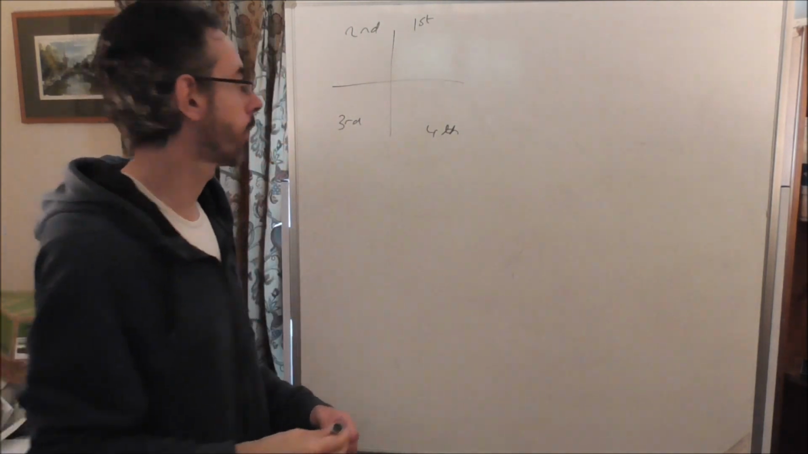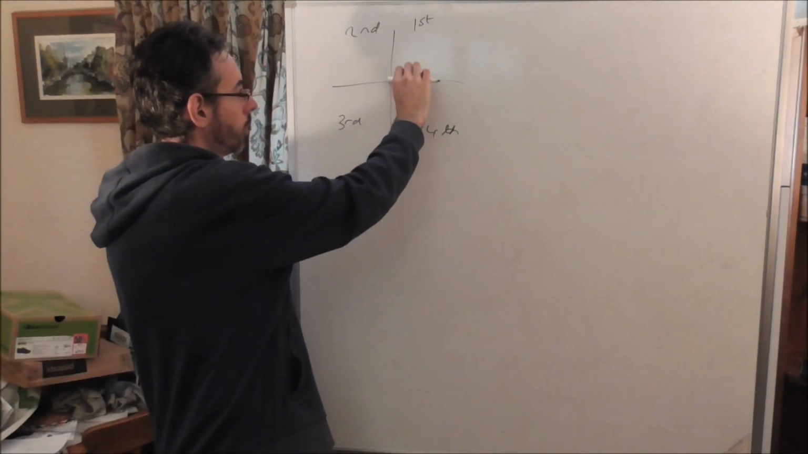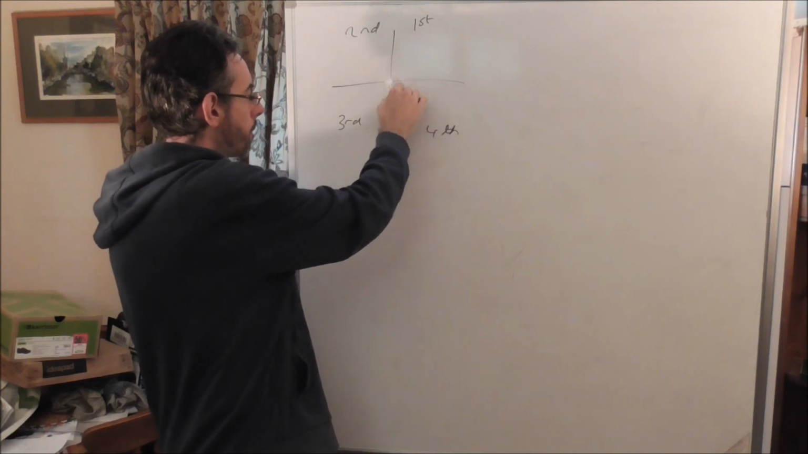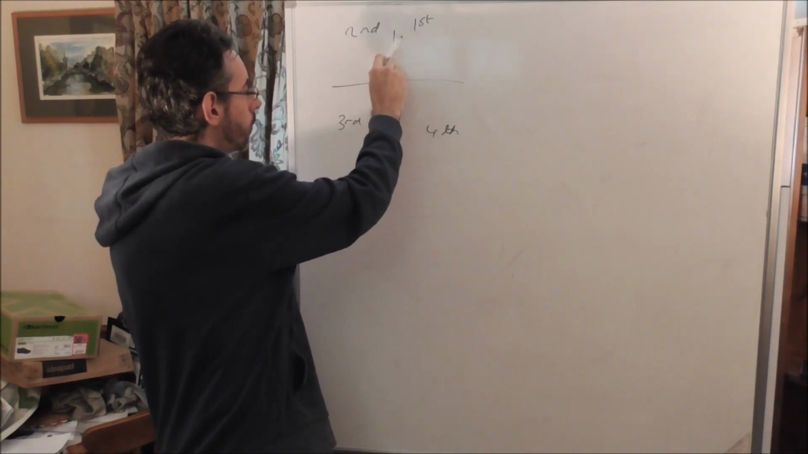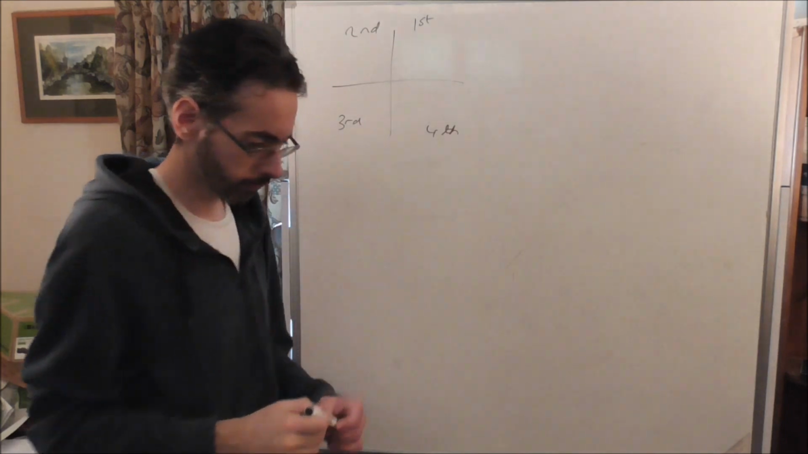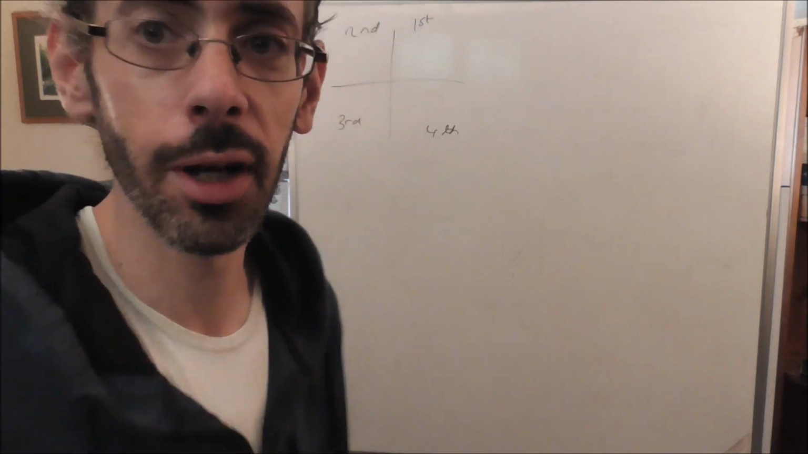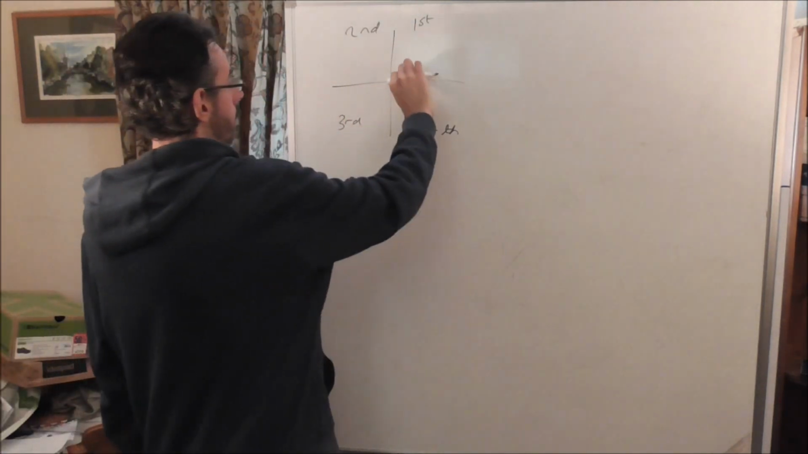You can also talk about negative angles by going the other way, by going clockwise. So you always go from this line. So this would be minus 90, minus 180, minus 270, minus 360 and so on. But the important thing to remember is angles are measured from this horizontal line.